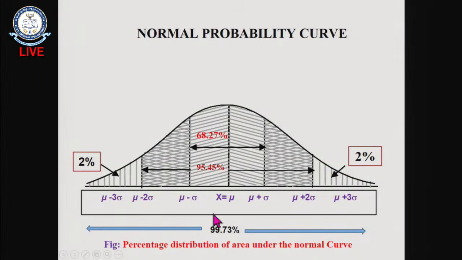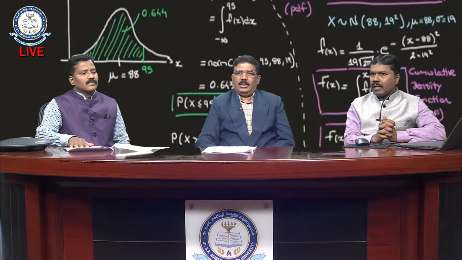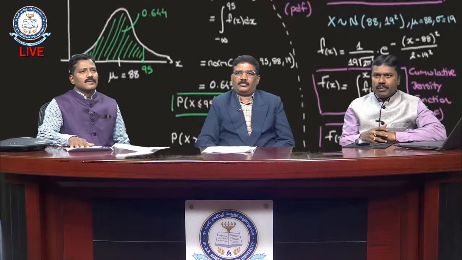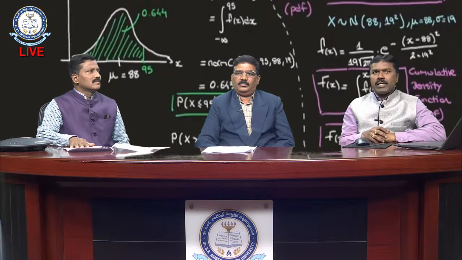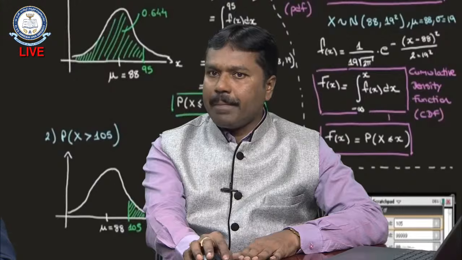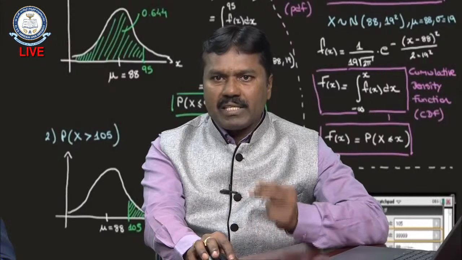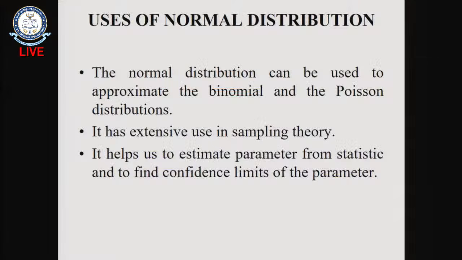So this is the curve, and the total explanation depends on this curve. If you understand this curve, we can answer any type of question given in an examination point of view also. Now, what is the use of the normal distribution in general? As Sampath sir said in the beginning, we already use the sampling distribution and other things. The normal distribution can be used to approximate the binomial and Poisson distributions, because both are limiting cases of the normal distribution. These are the two important approximations.